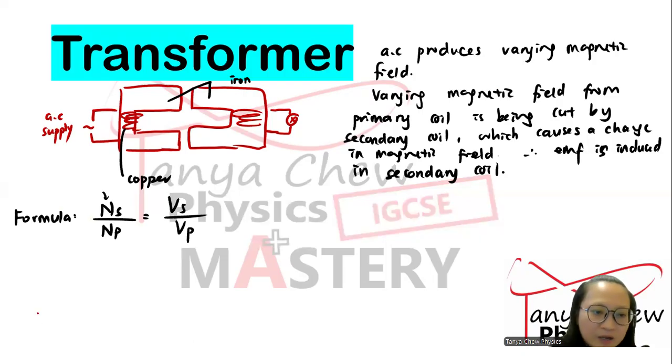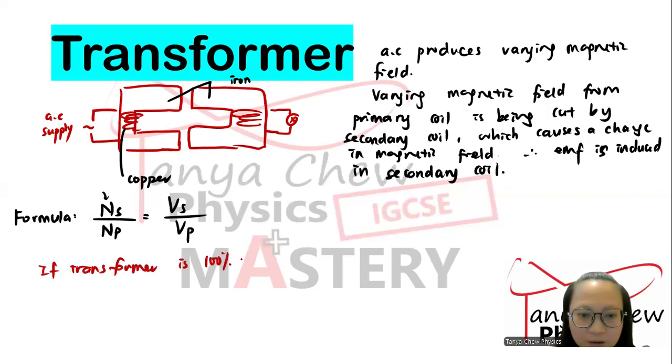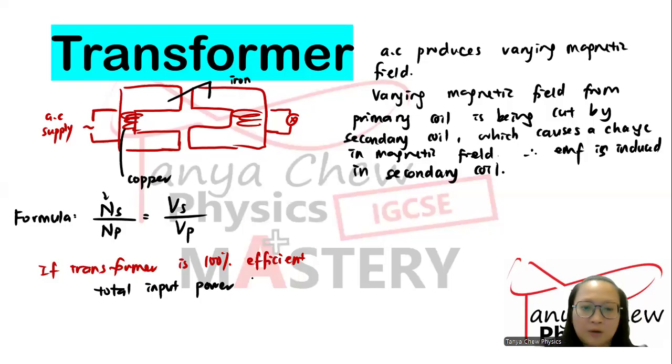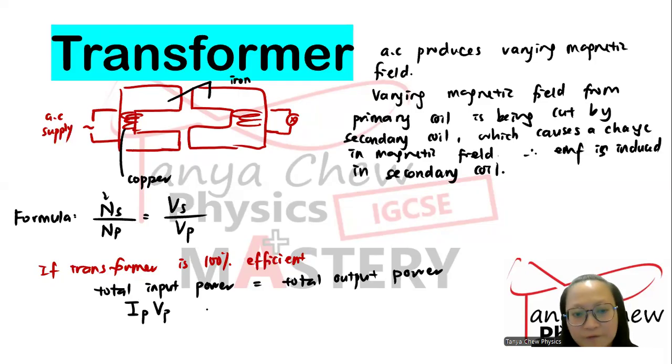So one more thing, if the question mentions the transformer is 100% perfect, efficient, then you do this. Bear this in mind: total input power of the transformer is equal to total output power. Total input power is I primary, V primary. Power is VI, equal to total output, I secondary, V secondary. Secondary current and secondary voltage.